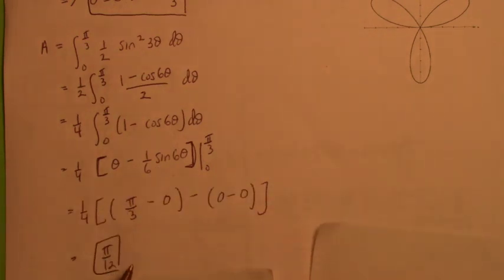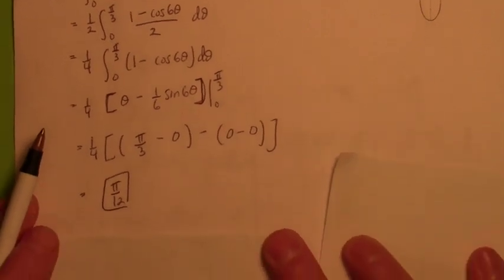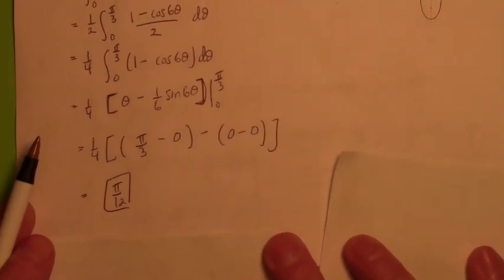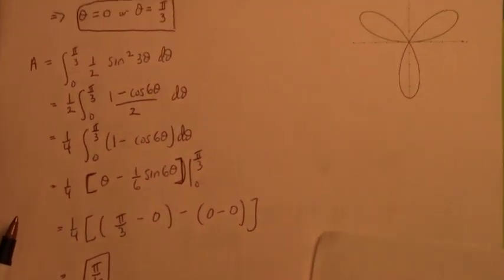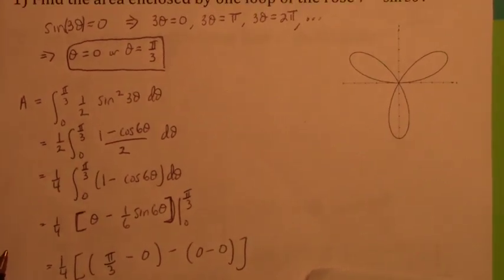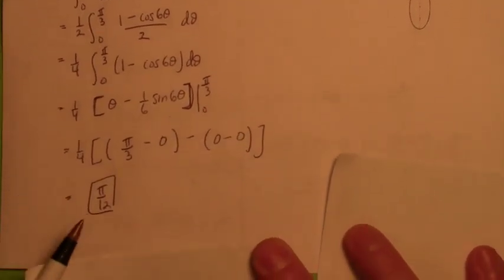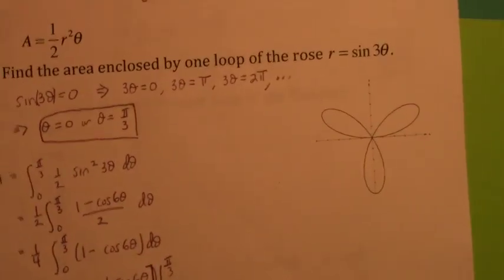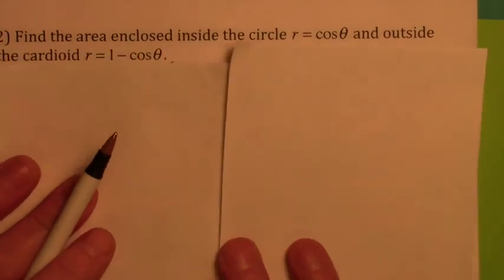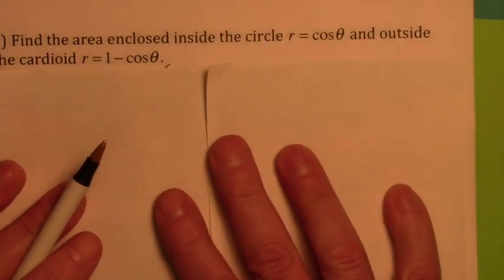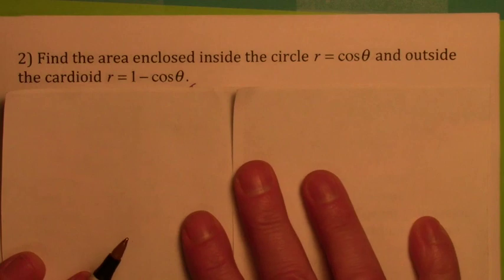Anyway, so this is what you get. And then when you evaluate it between 0 and pi over 3, you end up with pi over 12. Isn't that cool? So if you wanted to find the area of the entire rose, it would be 3 of those, right? So it'd be 3 pi over 12 or pi over 4. Nice. I knew you would like this. As long as you feel comfortable with these equations, it's not too bad.